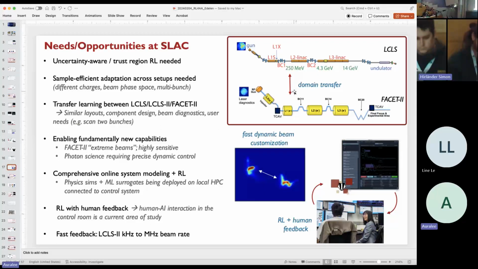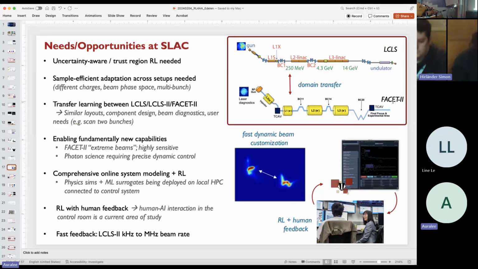We also have a lot of interesting opportunities for transfer learning between different accelerators. The LCLS accelerator and the Facet 2 accelerator, both at SLAC, have very similar layouts. In fact, the injectors are the same component design, but they operate at very different charges. Facet is operating at around 2 nanocoulomb, and LCLS generally operates around 250 picocoulomb. So this could be very interesting. They have very similar sets of diagnostics on the accelerator side, and they both feed very sensitive experiments.